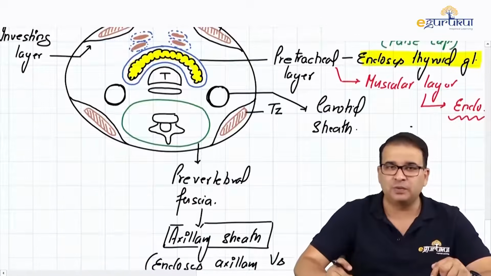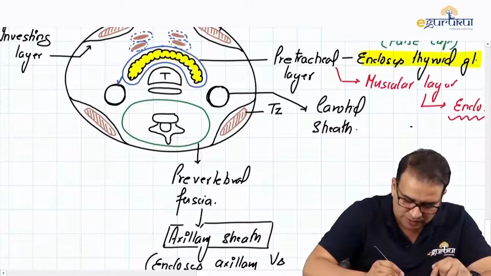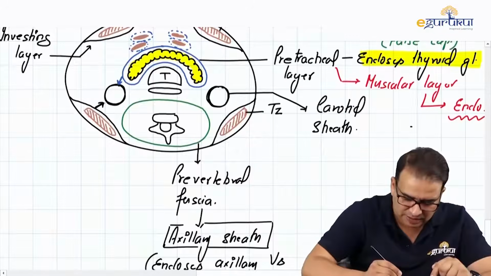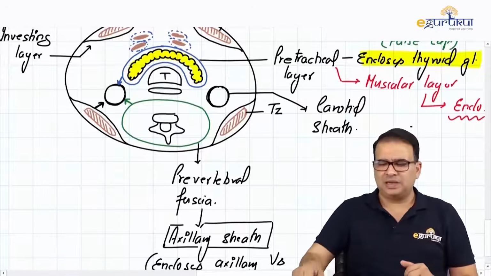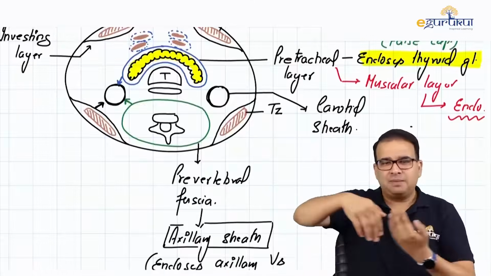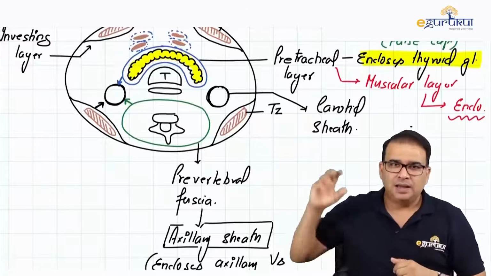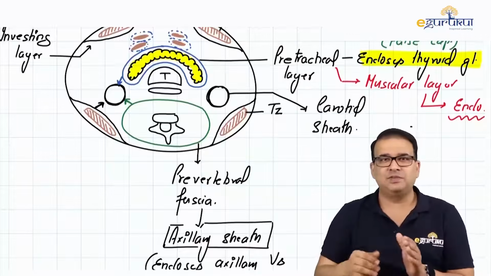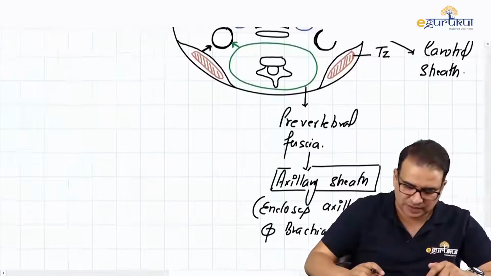It is an extension of investing, pretracheal and prevertebral layer, and having a contribution coming from, let me draw these arrows here. One, it is coming from the pretracheal layer. We have an extension coming from the investing layer, and we also have an extension coming from the prevertebral layer. So all together are giving rise to the carotid sheath. So basically, all these three fascia give an extension, and that makes a sleeve around the major blood vessels of the neck. That is called as carotid sheath. Let's take out this carotid sheath from here, see it in a longitudinal section, see what are the contents in there, and then we'll talk about the relations also. So guys, let's look into the carotid sheath separately.